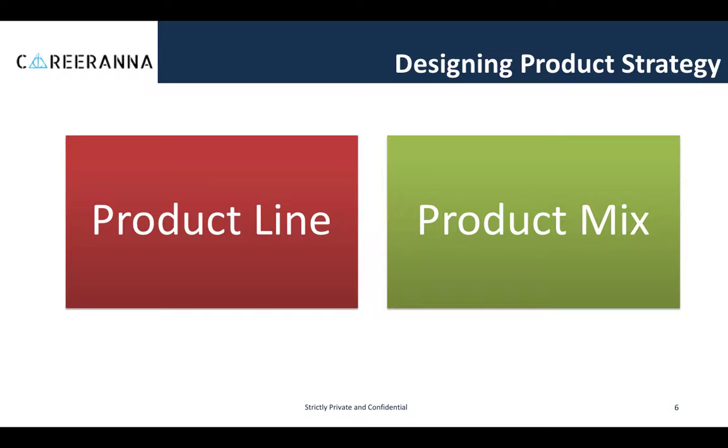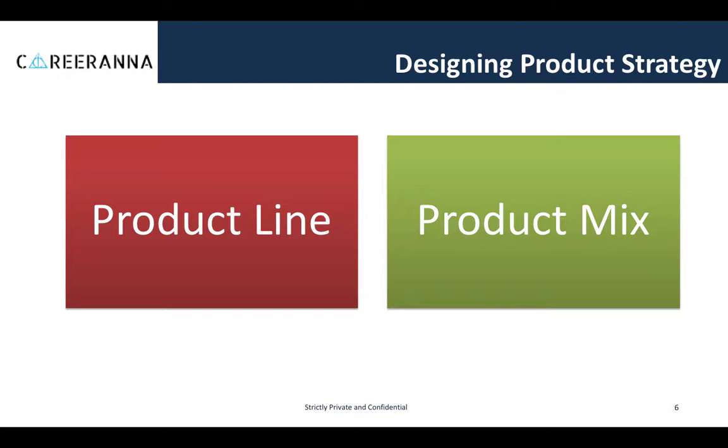And thus, this is called my product line, where the core of the product remains the same, but I introduce the variants in the market. That is product line, and it is one of my product strategies to expand. Second is product mix.